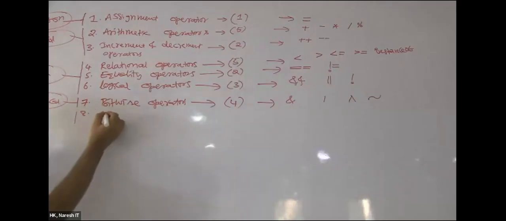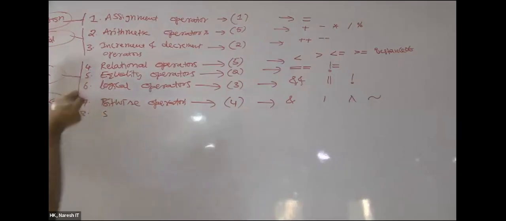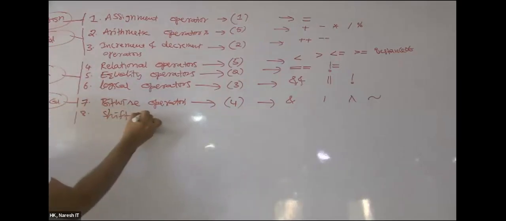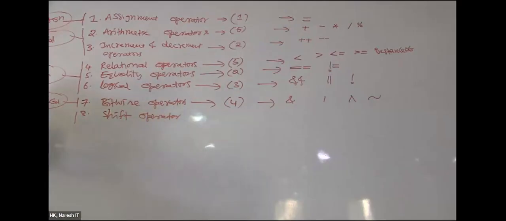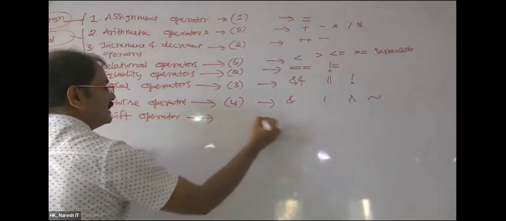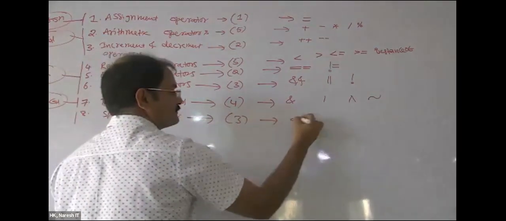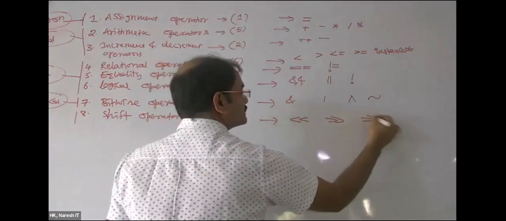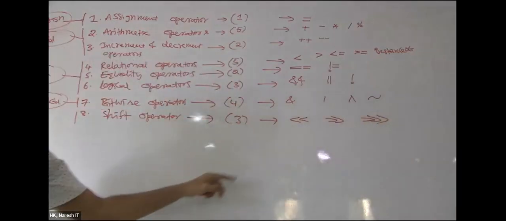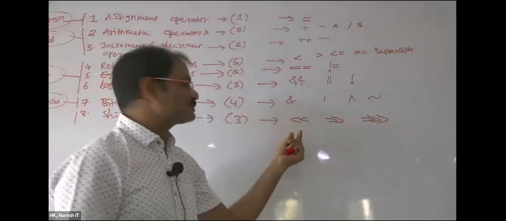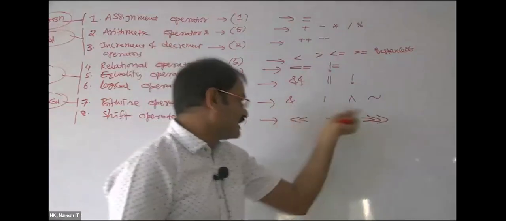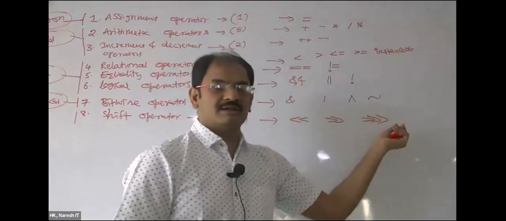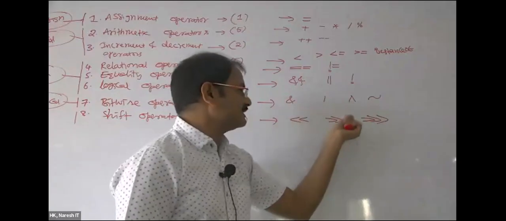And the eighth operator, shift operators. Shift, not the car gear shift, driving a car, no. Shift. Some people also call it a short circuit operator. Shift operators, there are 3. Left shift, right shift, double right shift. No space in between. Double less than for left shift, double greater than for right shift, and triple greater than for double right shift. So left shift, right shift, double right shift.